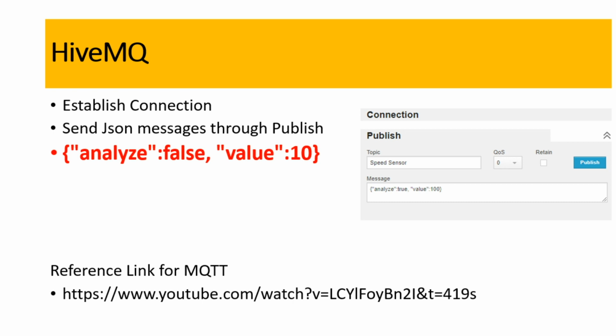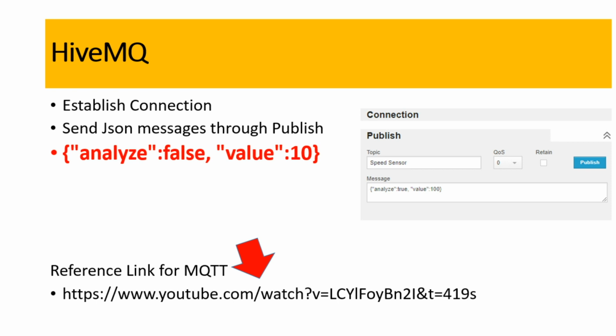Now the flow design is over. We need to establish a connection in the Hive MQ. If you want to check the configuration of Hive MQ, kindly watch this video. The reference link is given here. So you can establish a connection. After that you can send a JSON message here.